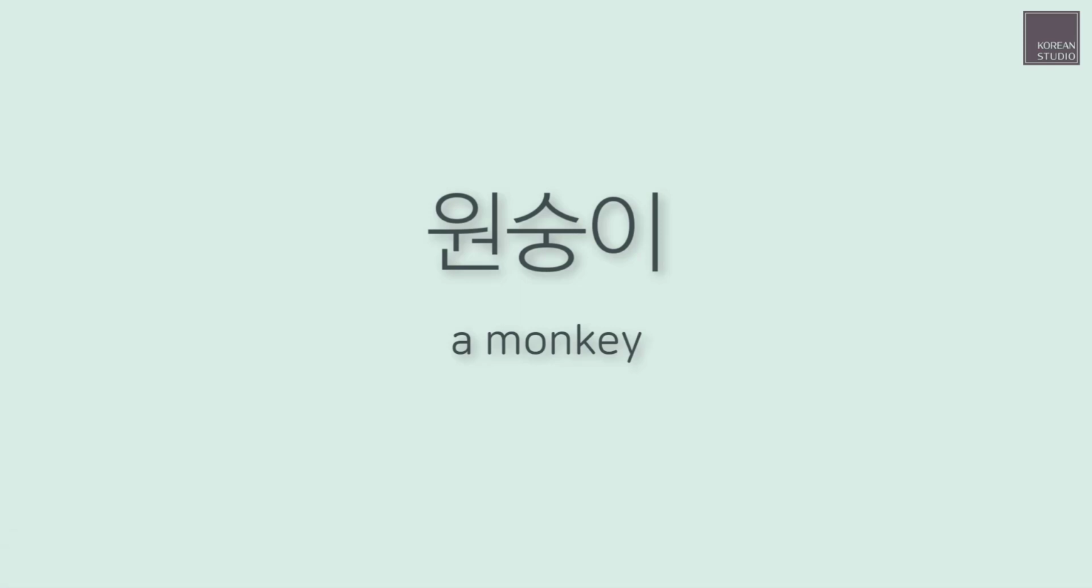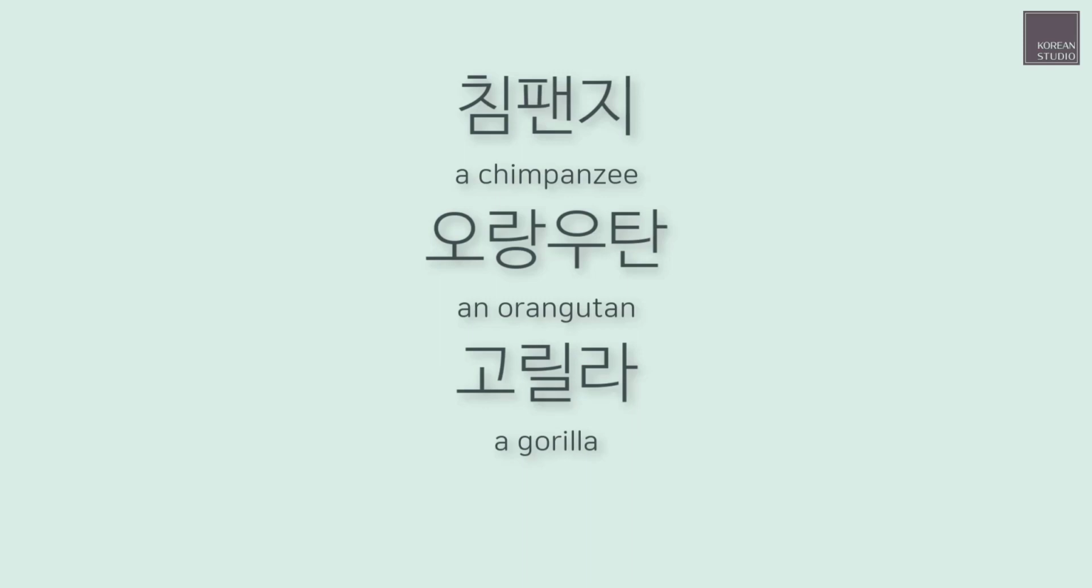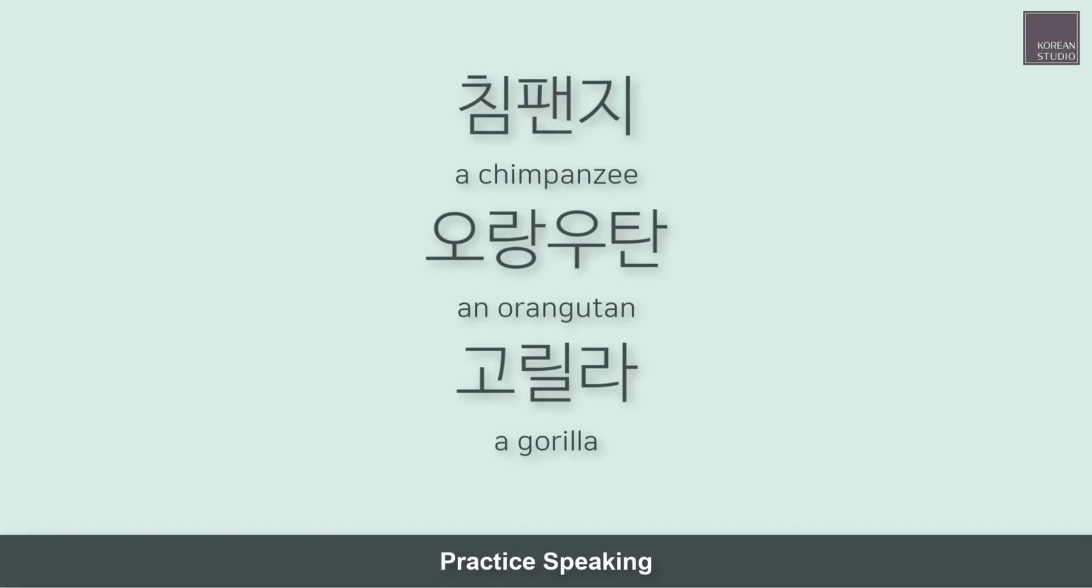That was great. Now, there are, of course, many different kinds of monkeys, and their names are generally said phonetically in Korean. So, a chimpanzee is 침팬지, an orangutan is 오랑우탄, and a gorilla is 고릴라. Let's practice saying these monkey names in Korean. Repeat after me. 침팬지, 오랑우탄, 고릴라.